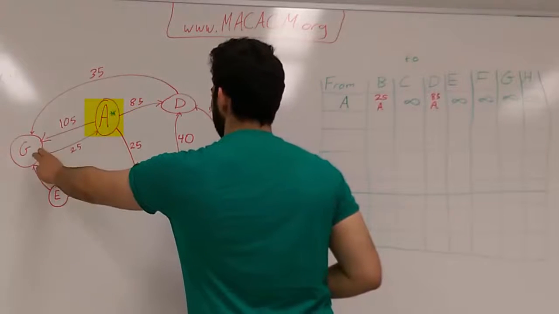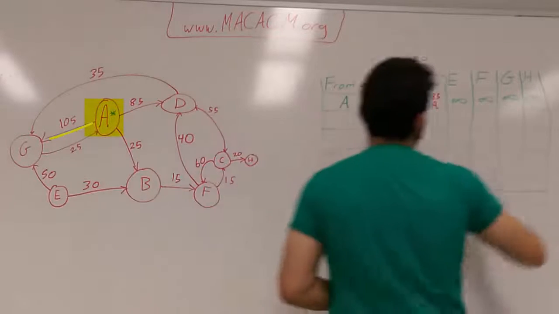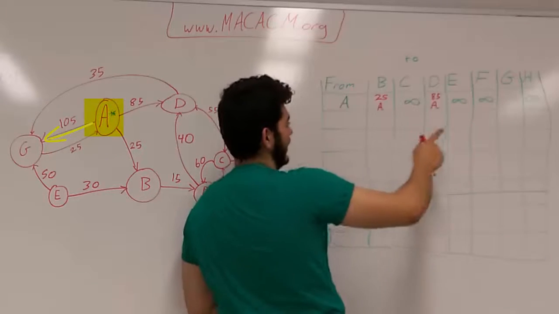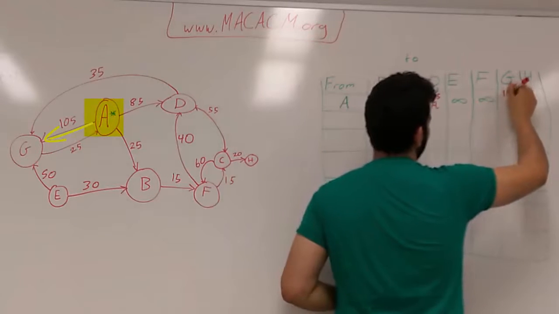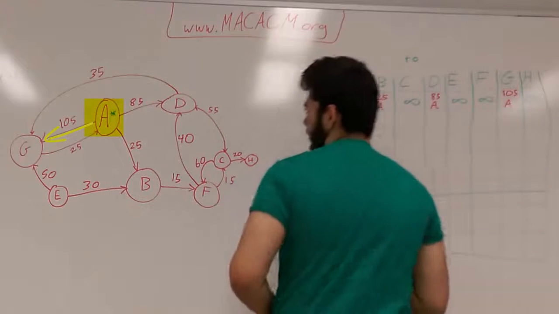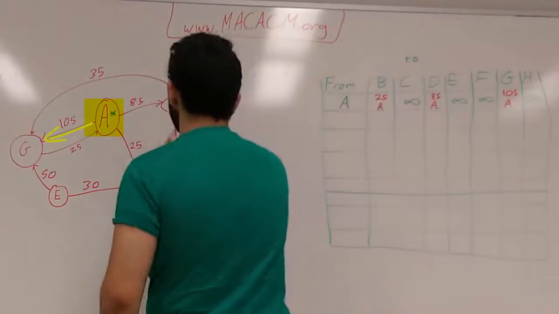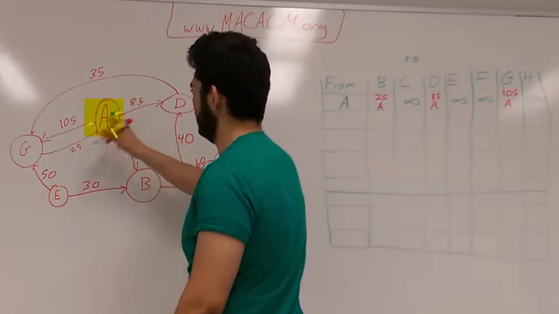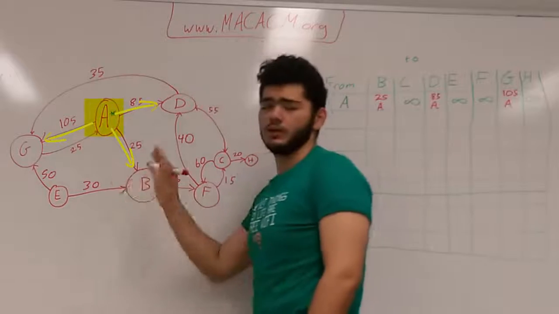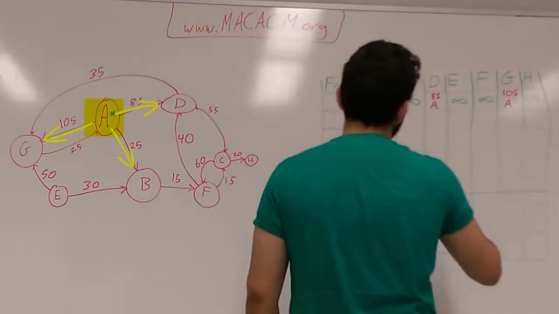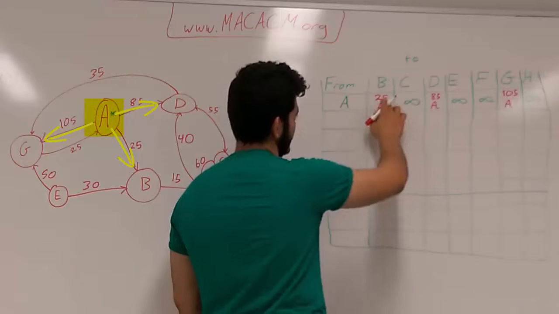And we can get to G for 105. So we again are going to erase the infinity and write 105 coming from the source A. Since we have nothing else to get to from A, since we finished the three arrows coming out of A to other nodes, we'll begin with the shortest path, which is B.